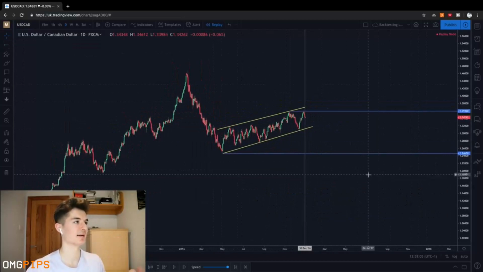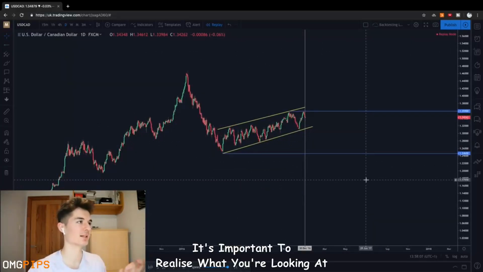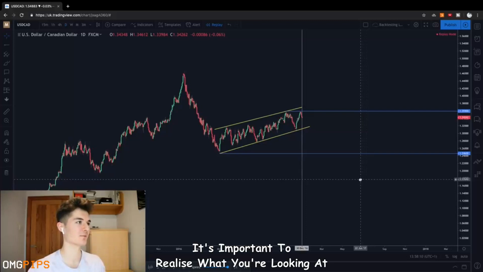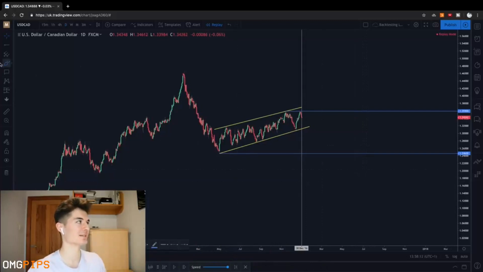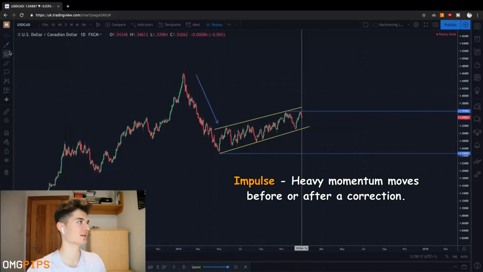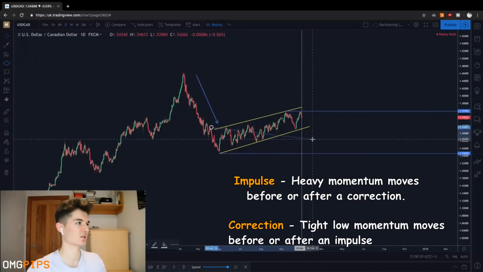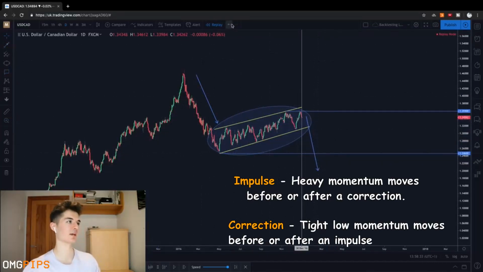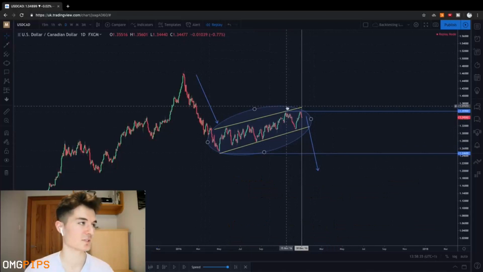So now that I've drawn in the higher time frame structure, it's important to realize what you're looking at when you drop to the lower time frames. So in this situation, what am I seeing this as? I'm seeing this bigger structure as this is the impulse. This is the correction. So this section right here is the correction. So impulse, correction, and then looking for potentially another impulse to complete to at least here, if not breakthrough. So that's what I'm looking at when I go from the higher time frames to the lower time frame, sorry.